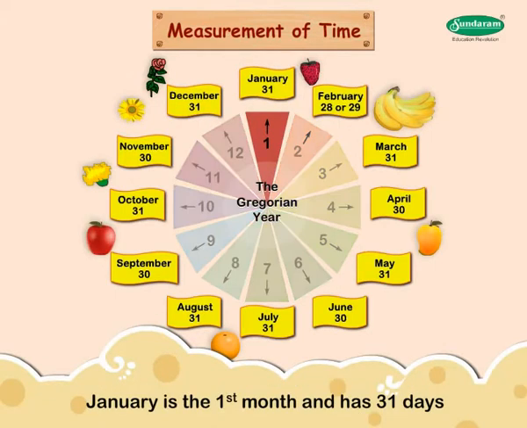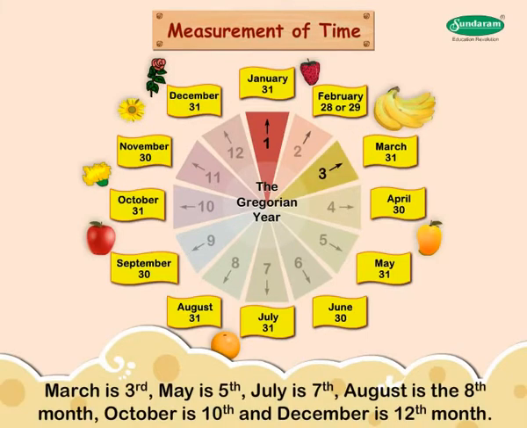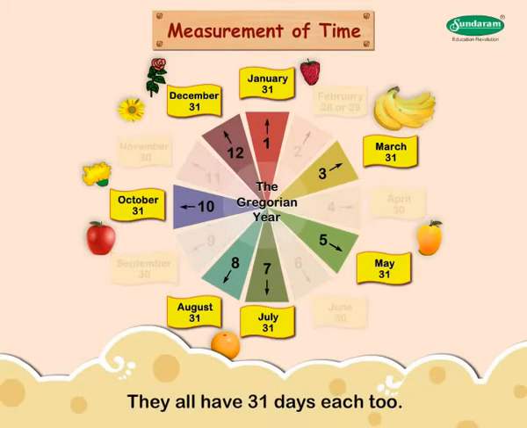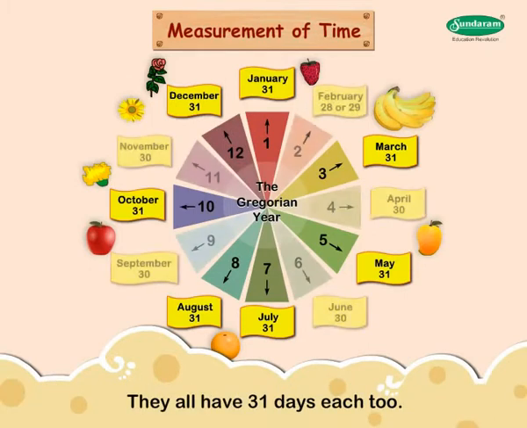January is the first month and has 31 days. March is 3rd, May is 5th, July is 7th, August is the 8th month, October is the 10th, and December is the 12th month. They all have 31 days each too.